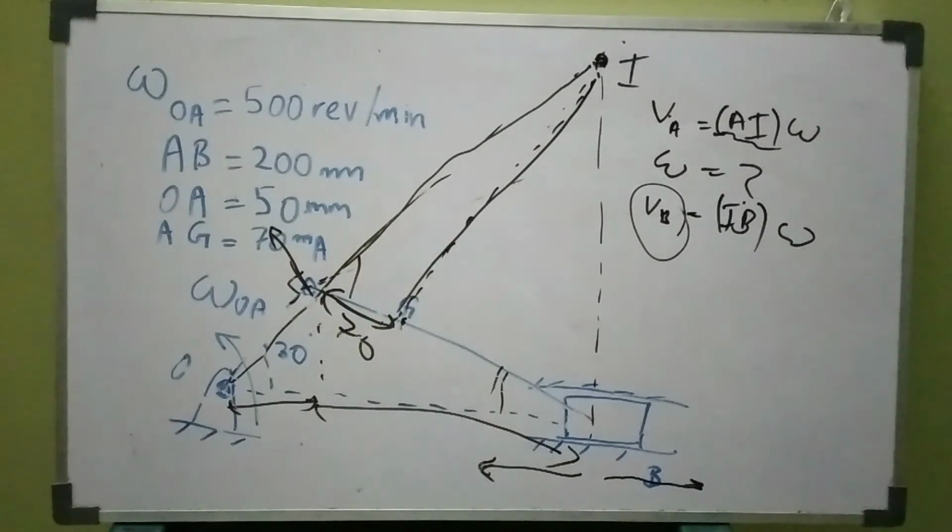The basic requirement to use the instantaneous center method is that you need to know the velocities of at least two points. At one point you need to know the velocity direction and the magnitude. At the other point, it's enough to know the direction of the velocity.